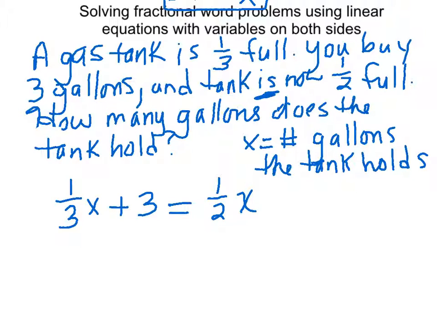Again, just like the last problem that we just did, very similar, we have x's on both sides, we have some fractions, and we're going to find our magic number that we want to multiply through by.